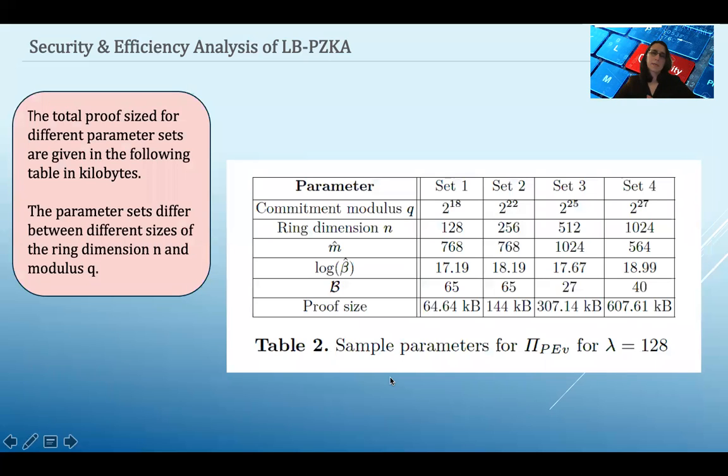Okay, this is the efficiency analysis. Here we can see the proof sizes have been generated for different sets of parameters, and sets of parameters differ between the different sizes of the ring dimension n and the modulus q. The security analysis has been evaluated for a security parameter lambda of 128.